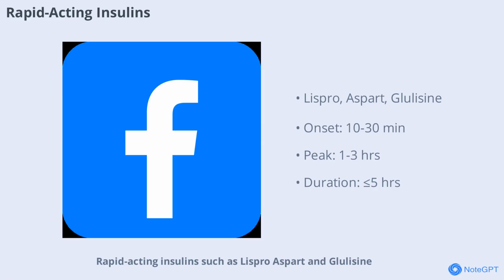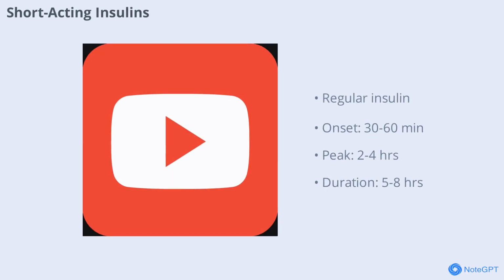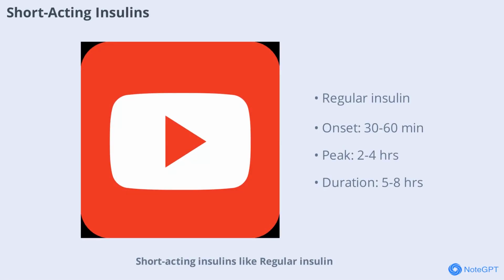Rapid-acting insulins such as Lispro, Aspart, and Glulisine are designed to act quickly after injection. They typically begin working within 10 to 30 minutes, peak in about 1 to 3 hours, and last up to 5 hours. These insulins are ideal for controlling blood sugar spikes that occur after meals, providing flexibility and precision in diabetes management.